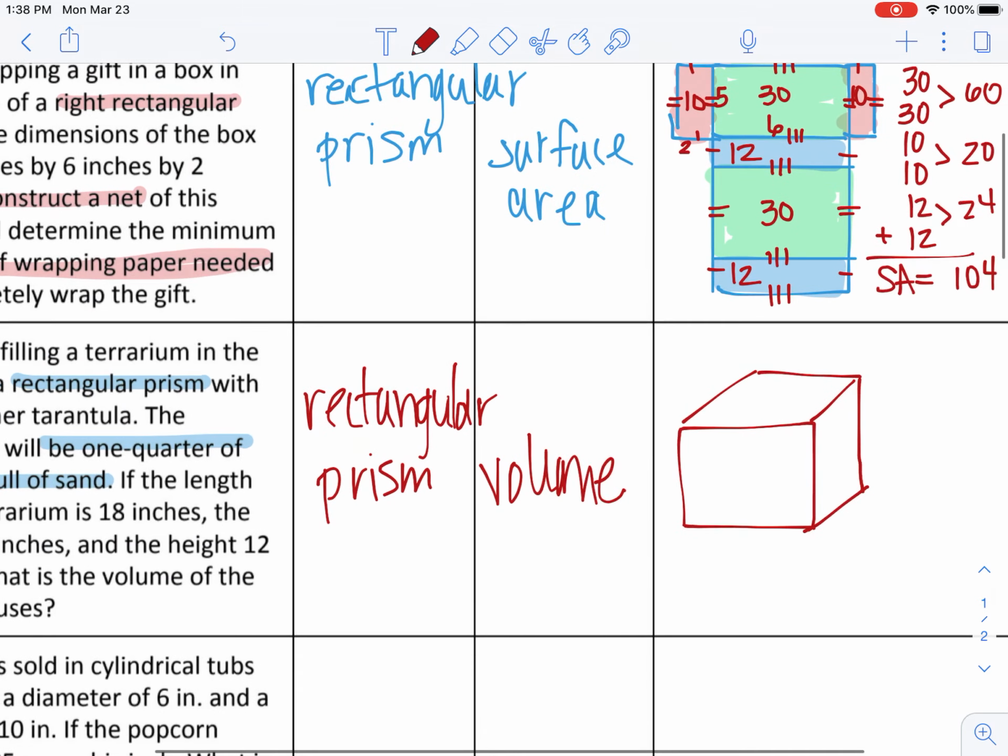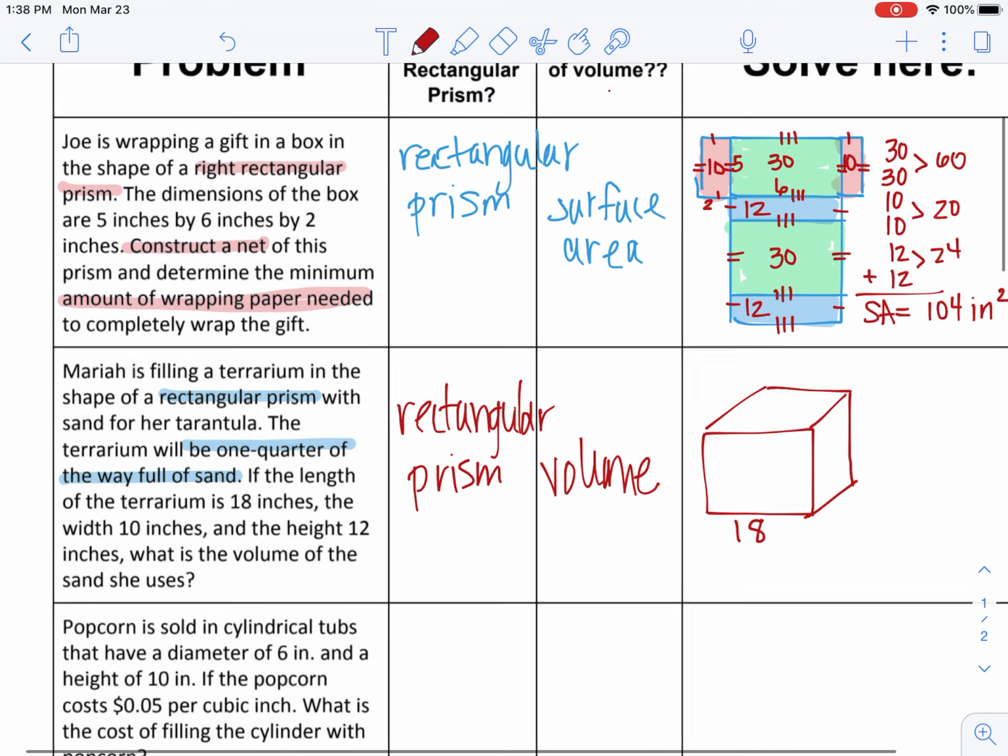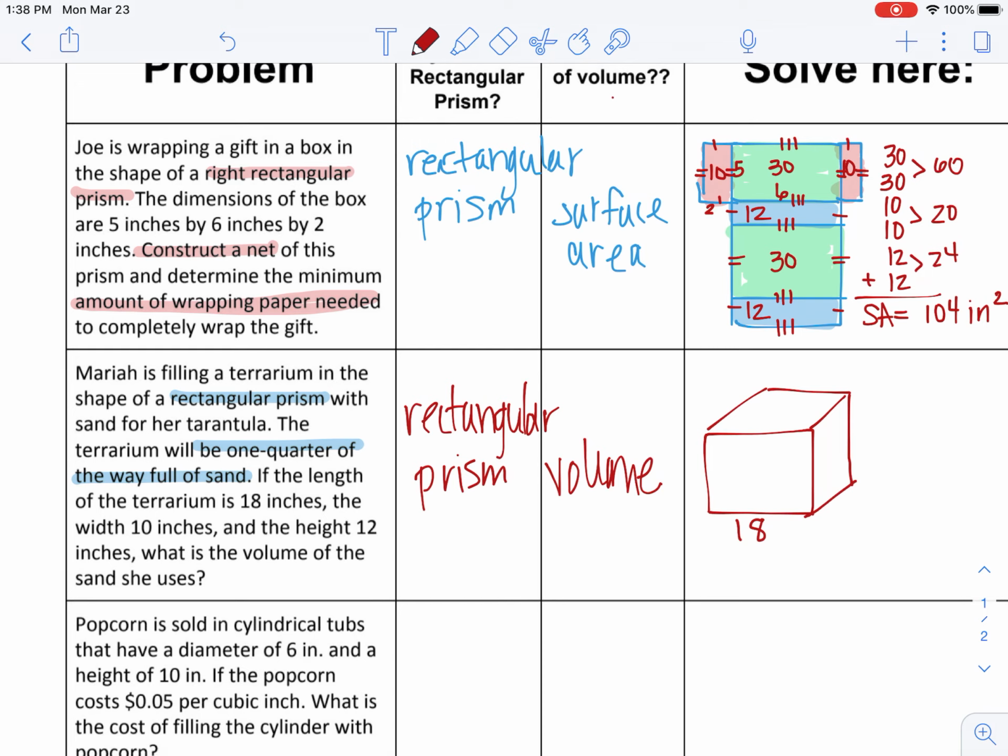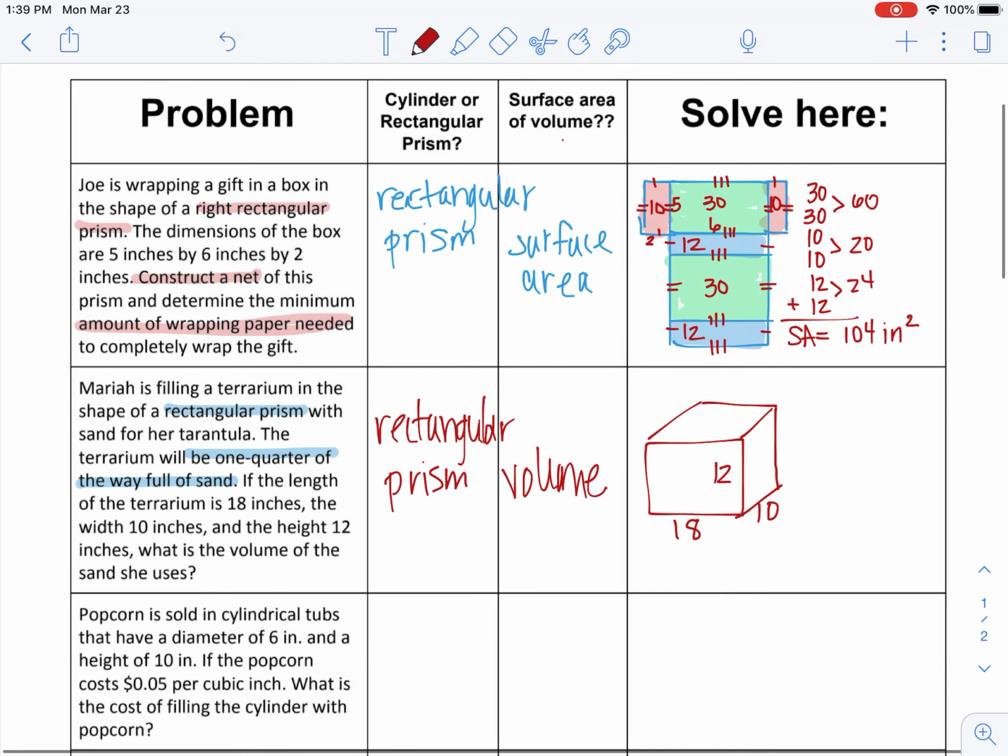I'm going to put those measures in. 18 is the length. It says the width across is 10, and it says the height is 12. So I'm going to kind of match those up. Even though I know volume's pretty straightforward with a rectangular prism, it doesn't really matter where you put those measurements. So volume equals length times width times height. I have 12 times 10 times 18.